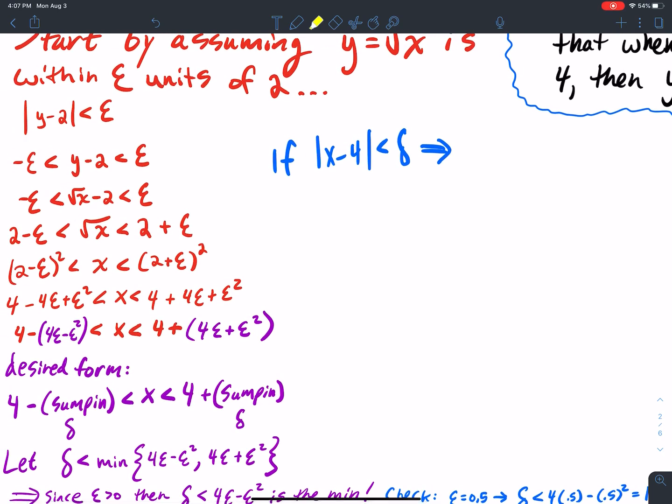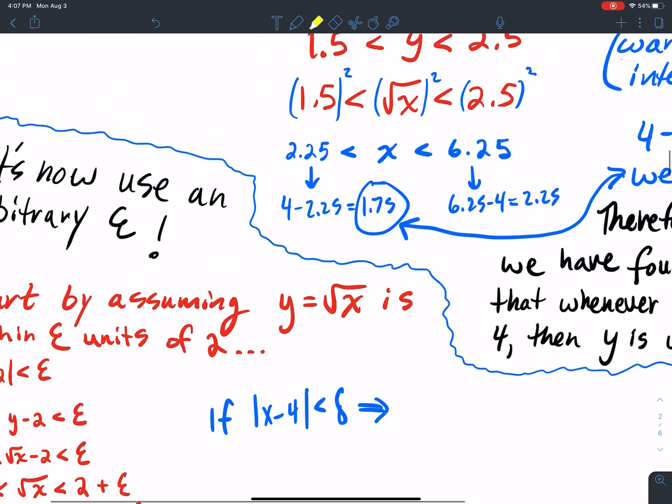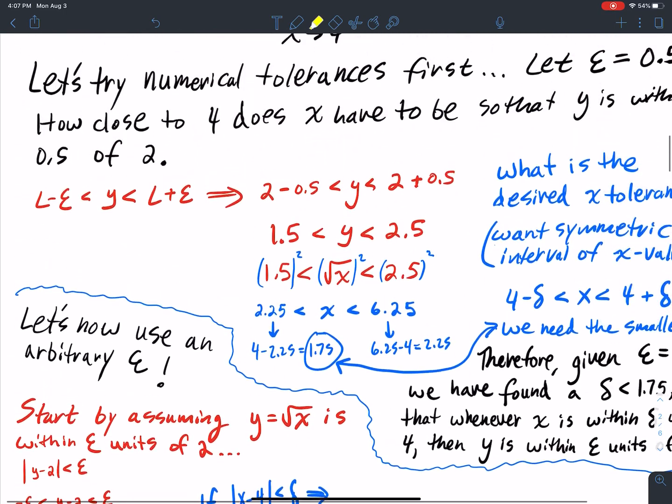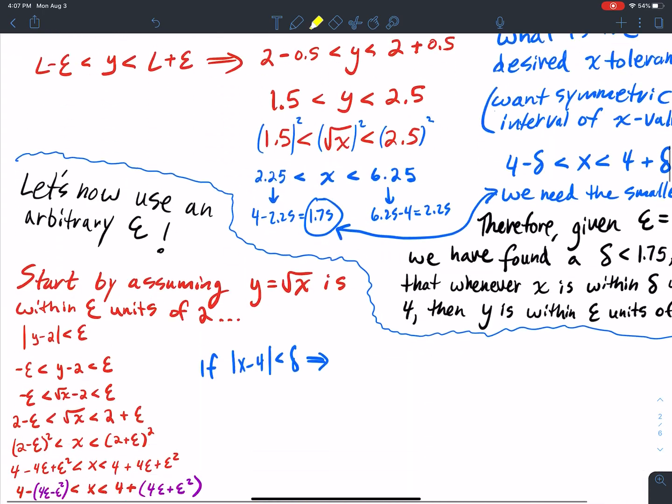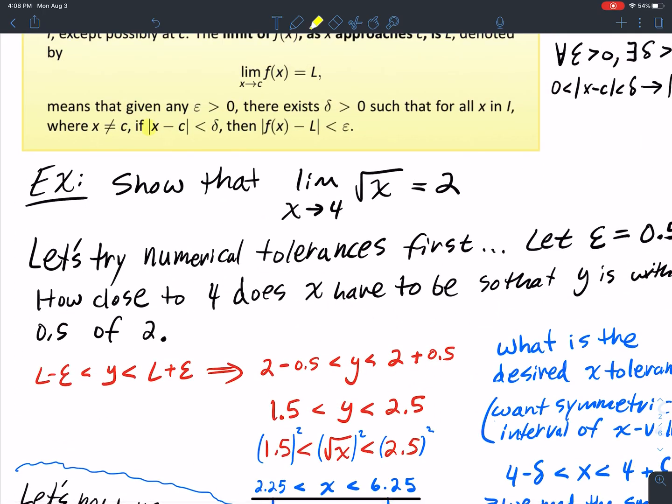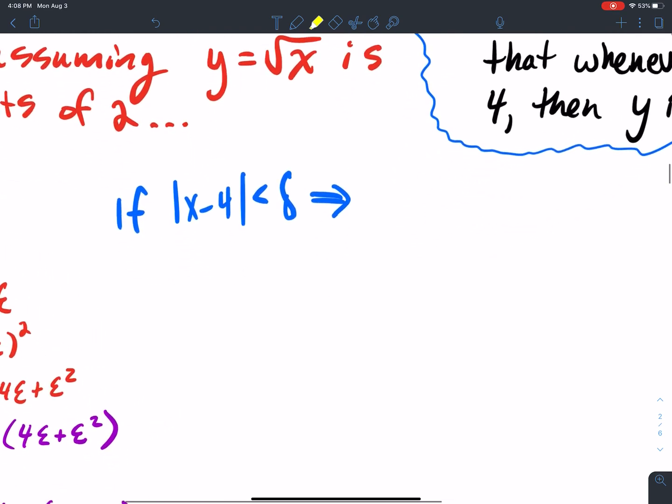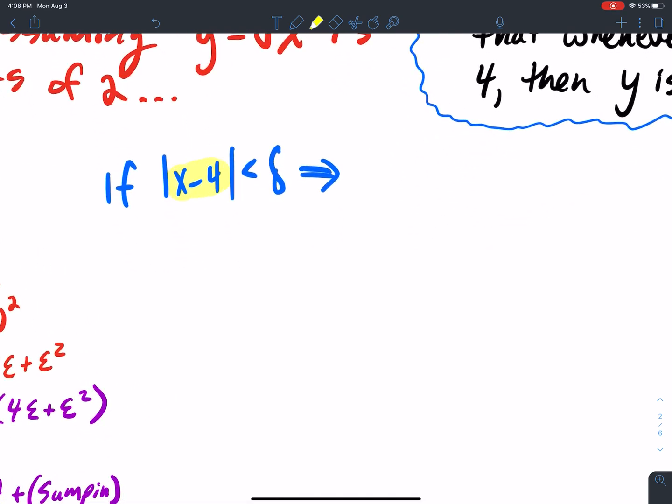So now I'm starting with my proof at this point, okay? So I start with the definition. What is it? I want |x minus c| to be less than delta. C here is 4. I'm limiting to 4. That's the c value. So |x minus 4| is less than delta. Let's use algebra to simplify this.